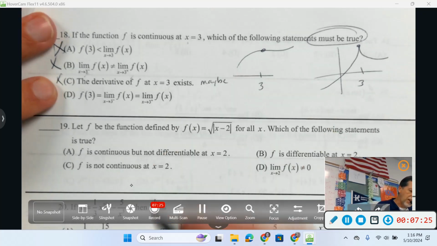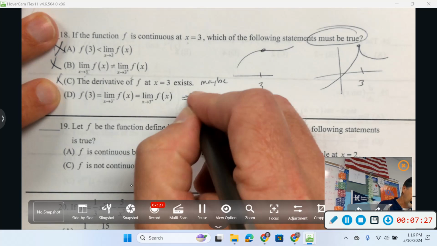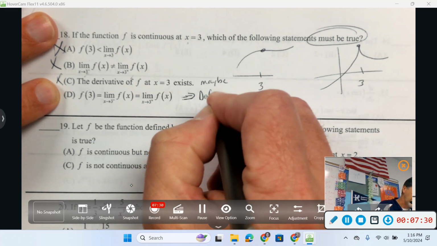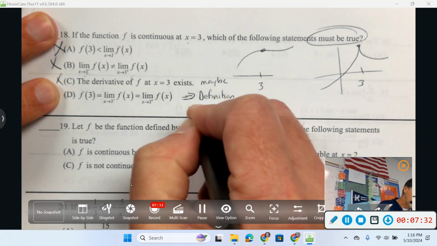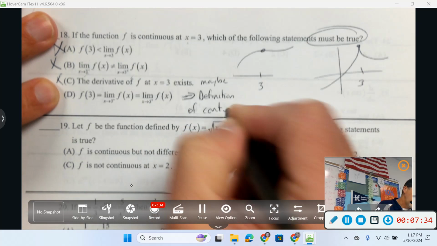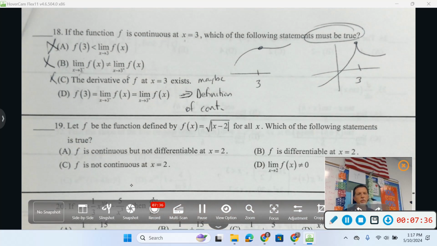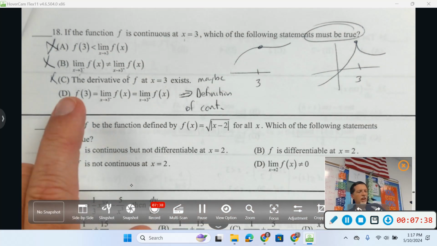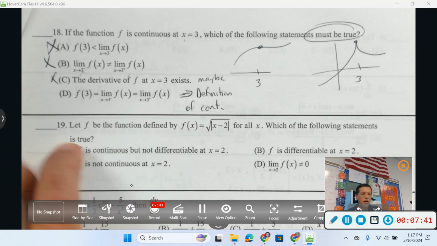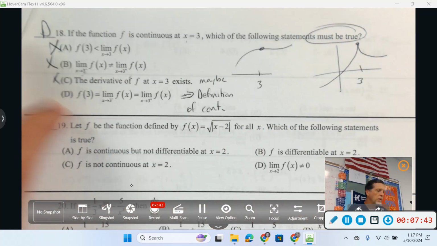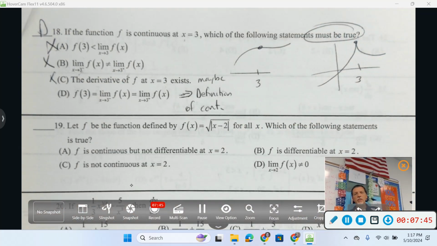And then that last statement. Oh well, that is literally the definition of continuity. So if a function is continuous at 3, then it fits the definition: the function equals the left limit equals the right limit. So that was a reminder of the definition of continuity.